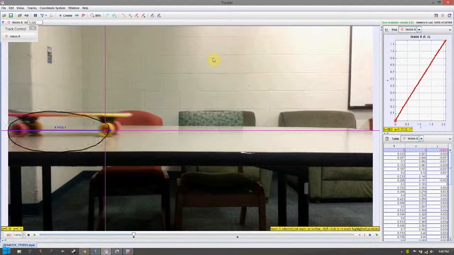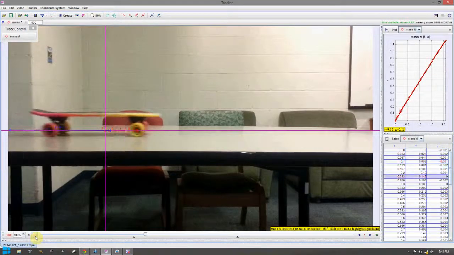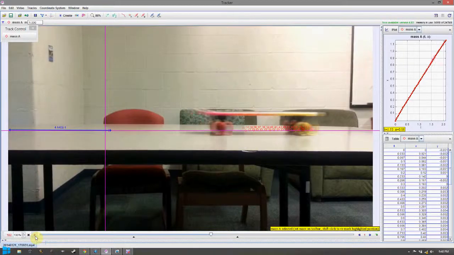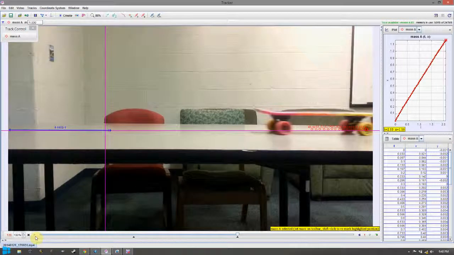First, I calibrated Tracker by giving it a known length, which was the length from one wheel to the other wheel. Next, I took the axis and placed it at the center of the front wheel and made that the origin. As the skateboard rolled across the table, I placed data points in the center of the wheel to record the position as the skateboard rolled by.